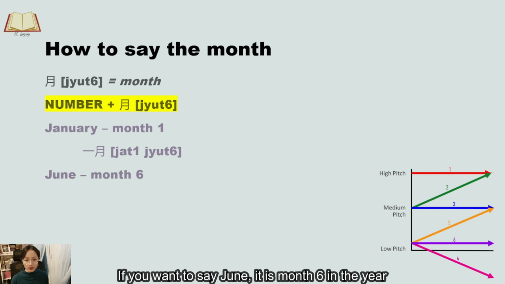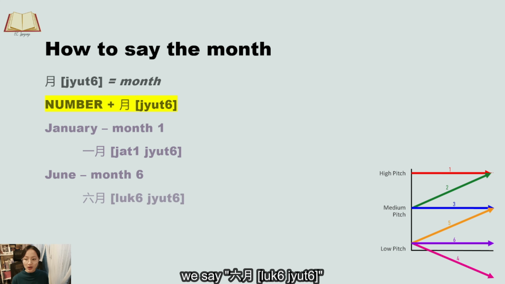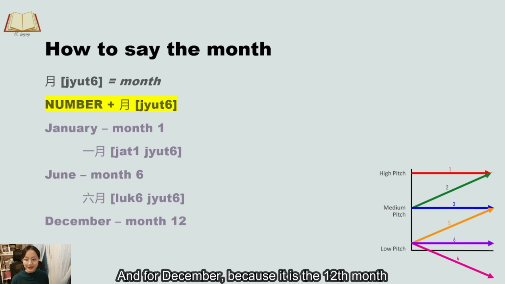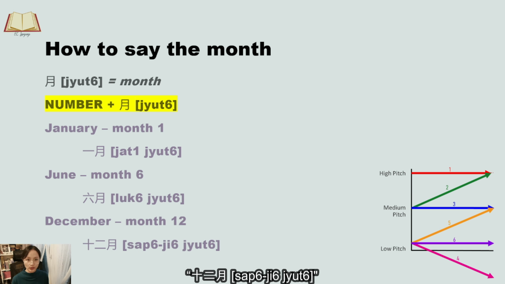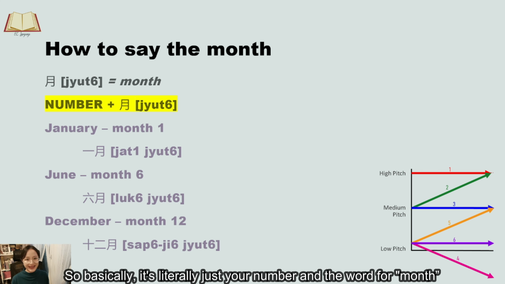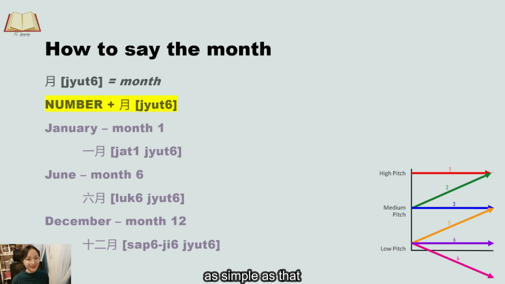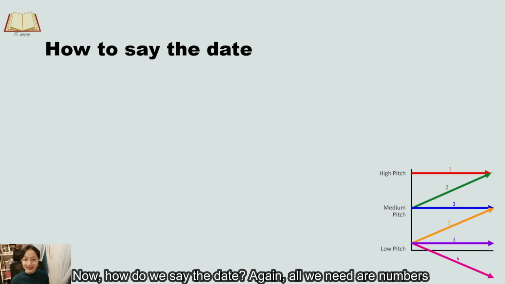If you want to say June, it is month 6 in the year, it's the 6th month. We say 6月, 6th month. And for December, because it's the 12th month, we say 12月, the 12th month. So basically, it's literally just your number and the word for month. As simple as that. Now, how do we say the date?